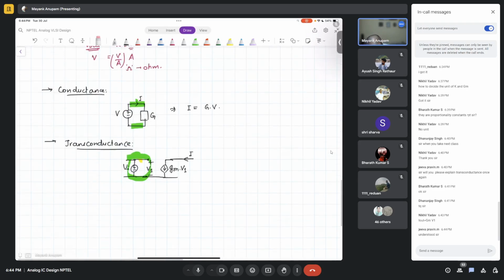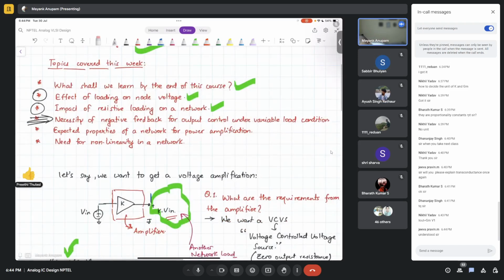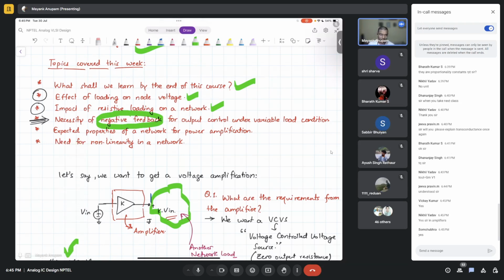Yeah, good. So I wanted to talk a little about the necessity of having negative feedback for output control. First of all, you must have heard about this term negative feedback. Have you heard about this term before this class? Good, so some people have already heard about it. Definitely in the basic circuit level courses, you must have seen this in op amps, negative feedback.